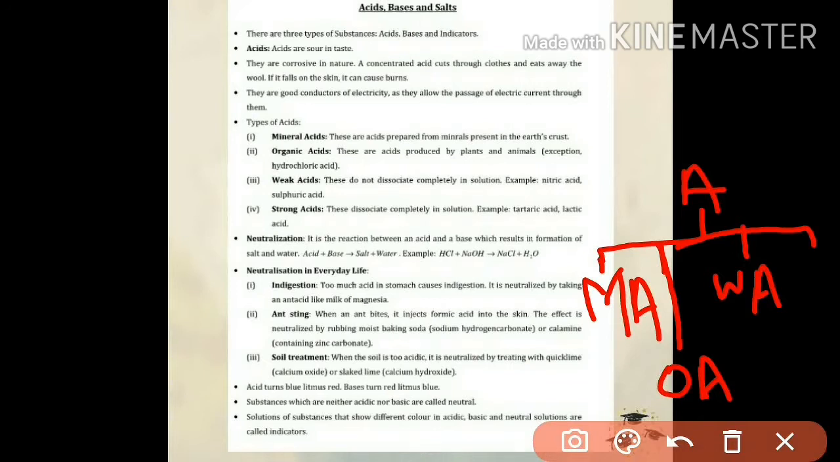And the last type of acid is known as strong acid. I am referring to strong acid here as SA. So what is strong acid? These dissociate completely in solution. Example: tartaric acid, lactic acid.